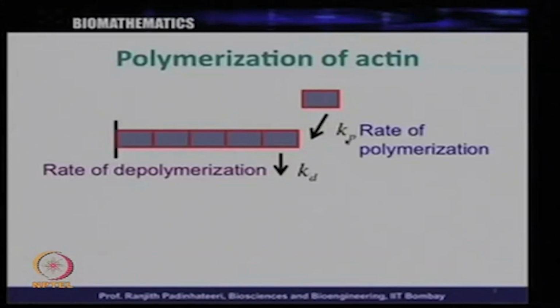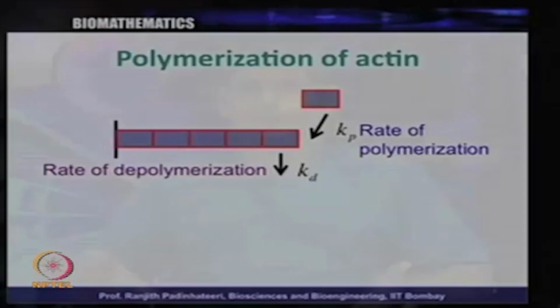What does it mean? Rate means events per second. Rate is something like 1 over time, per second. Kp equal to 10 per second means 10 monomers will be added per second, and Kd, let us say, is 5 per second, which means that 5 monomers will on average be removed every second. So, once you know the polymerization rate and depolymerization rate, you can figure out how fast this polymer will grow or shrink.